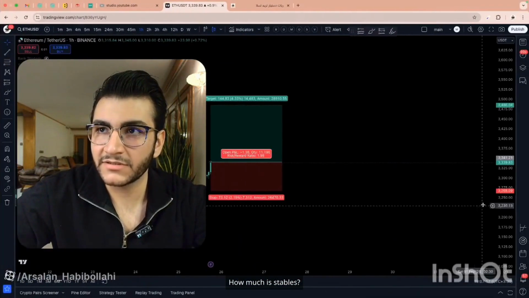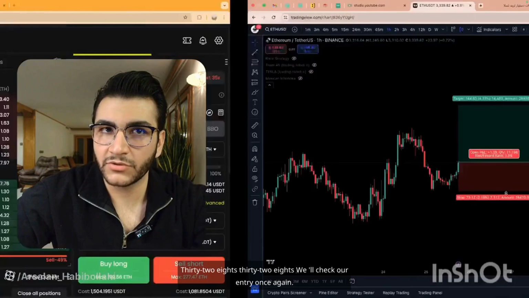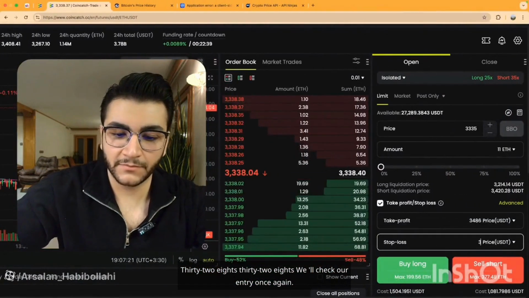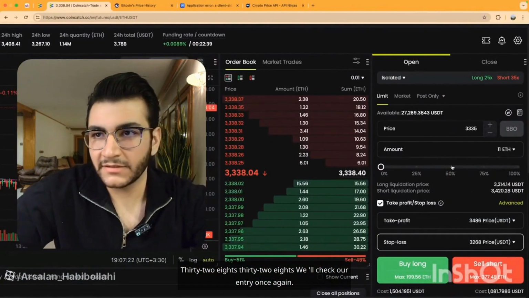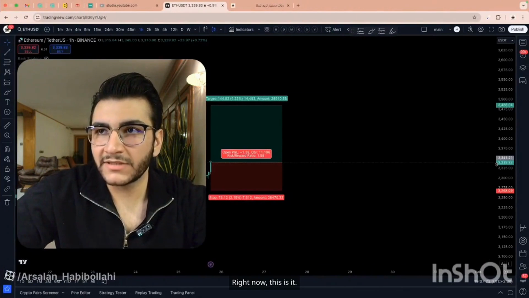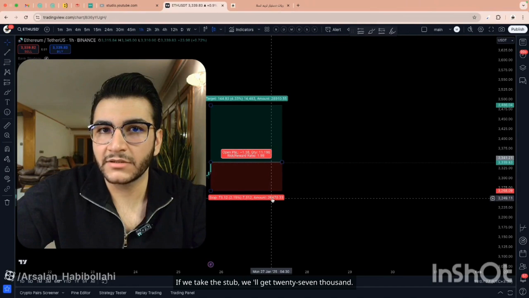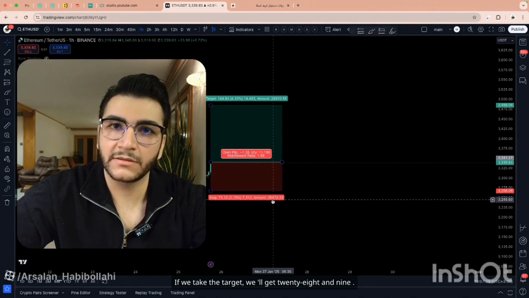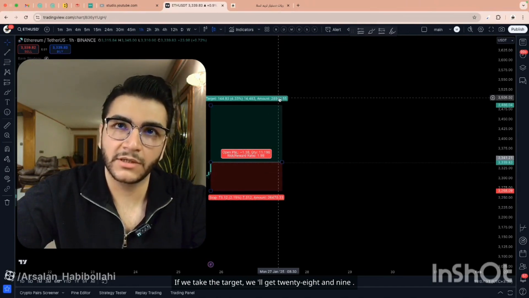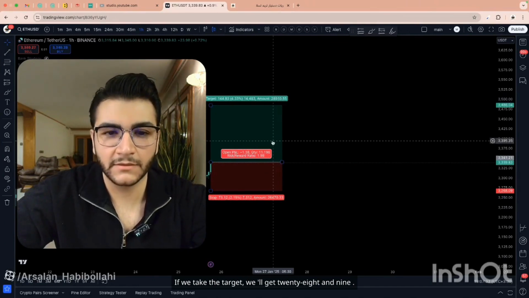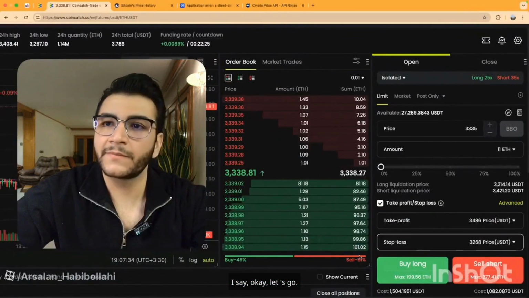What does it say here for the stop? How much is the stop? 32.8. 32.8. We'll check our entry once again. Right now, this is it. If we hit the stop, we'll lose 27. If we hit the target, we'll gain 28 and 9. I say, okay, let's go.